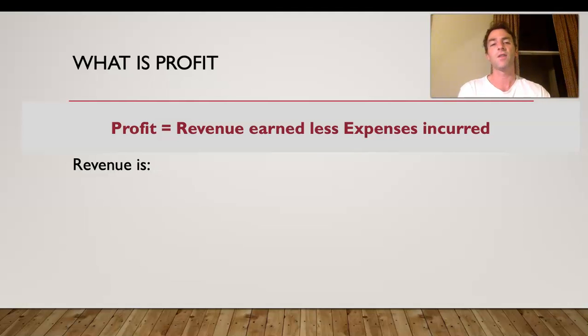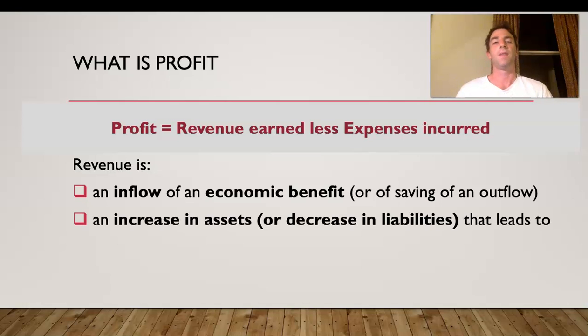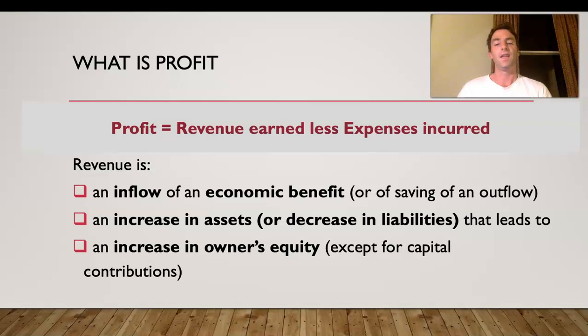Revenue has three main components that all must be ticked off. So it is not revenue unless all three of these things occur. The three things are: there must be an inflow of an economic benefit that leads to an increase in assets, that leads to an increase in owner's equity. And it can't be a capital contribution. Capital contributions are never revenue.